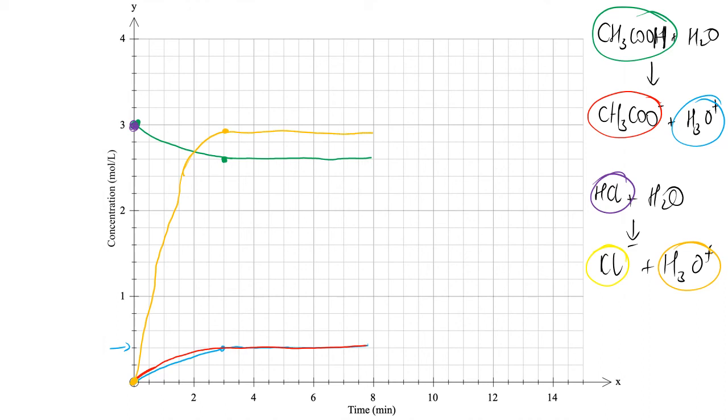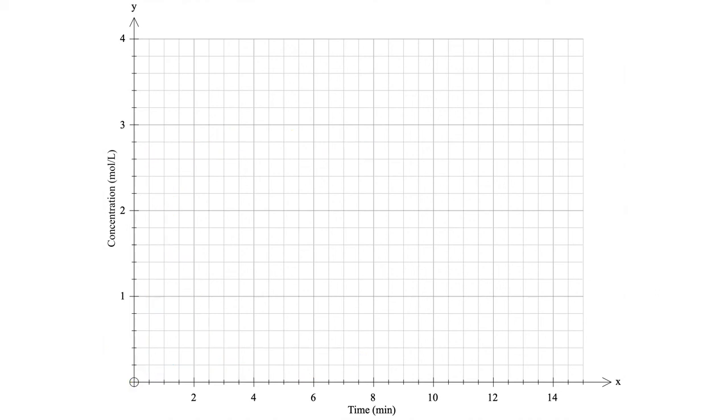Cl-, where will that go? That will follow it because it's on the same stoichiometric ratio. And what about the HCl? Where's that going to go? It's going to go all the way down and there'll be almost none of it. Okay, so those are a couple more examples. Let's try this one here.